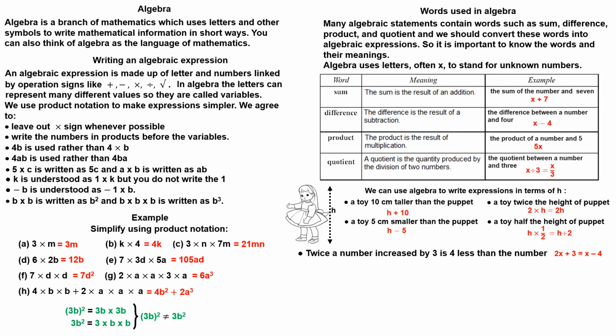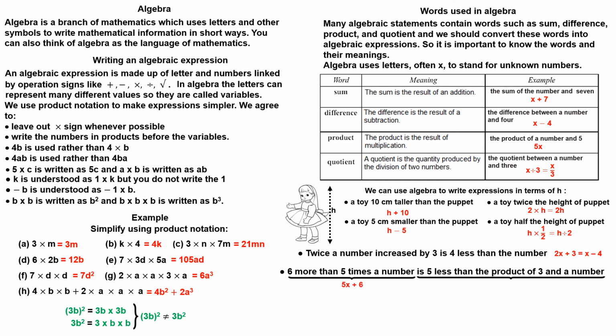Now let's go a little faster. 6 more than 5 times a number is 5 less than the product of 3 and the number. 6 more than 5 times a number, 5x plus 6, is 5 less than the product of 3 and the number, equals 3x minus 5. So we can write 5x plus 6 equals 3x minus 5.